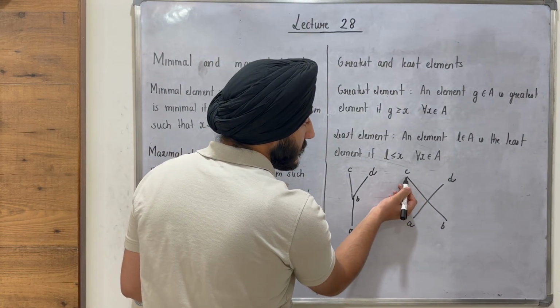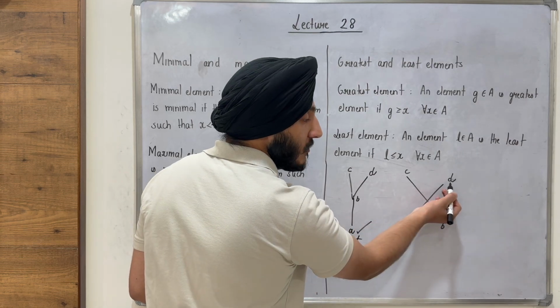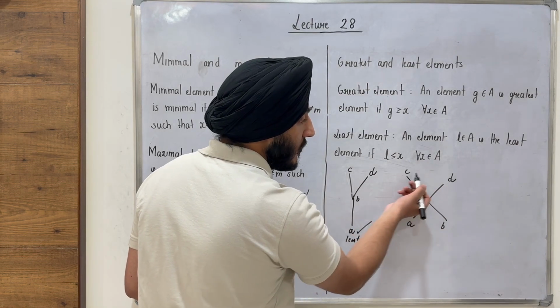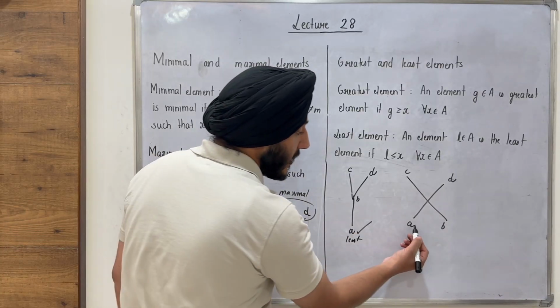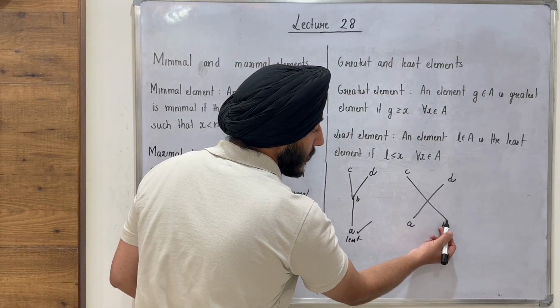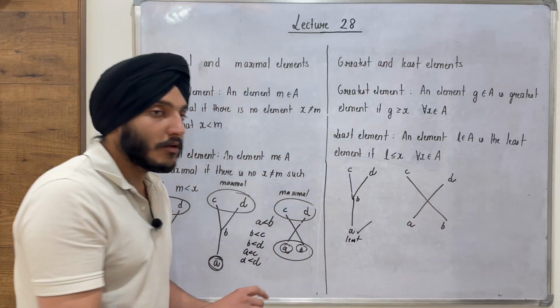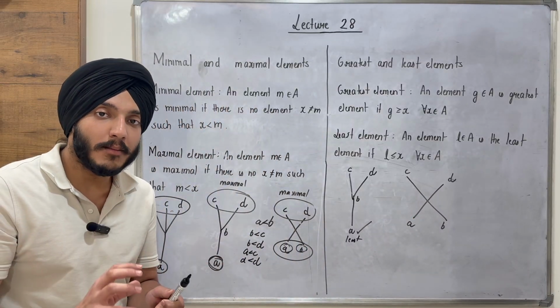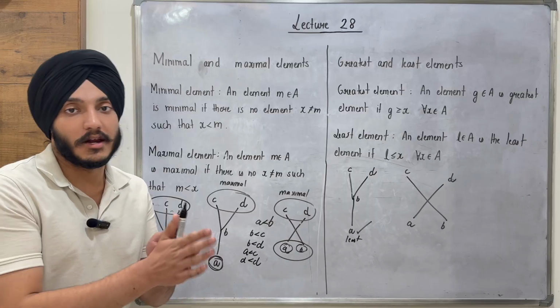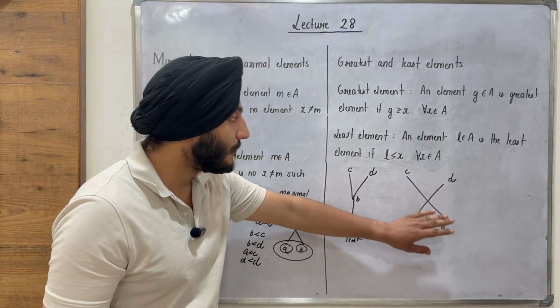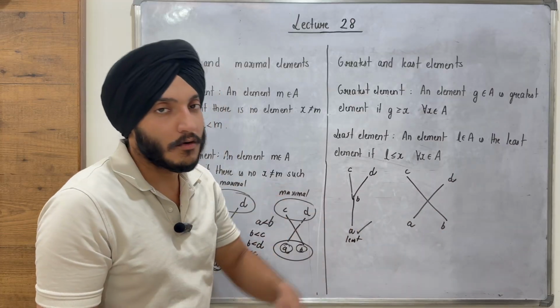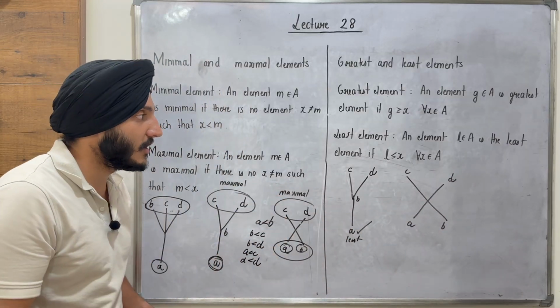Because I cannot compare this C to this D. I cannot compare this D to this C. Similarly, when I take a look at the lowest level, I cannot compare this A to B, I cannot compare this B to A. According to the definitions, I should be able to compare all the elements to all the other elements, right? I should be able to compare this A to C, D, B, and this D to A, B, C in order for it to be the least or the greatest element.